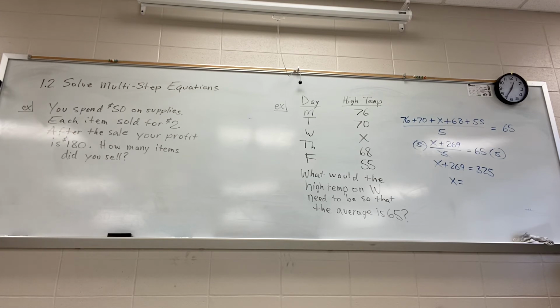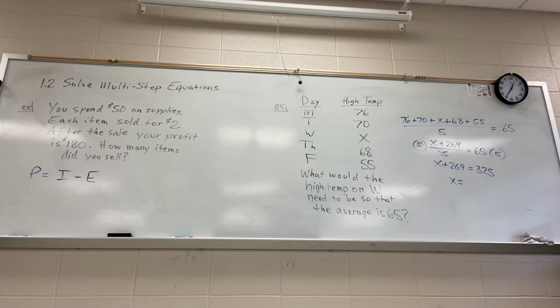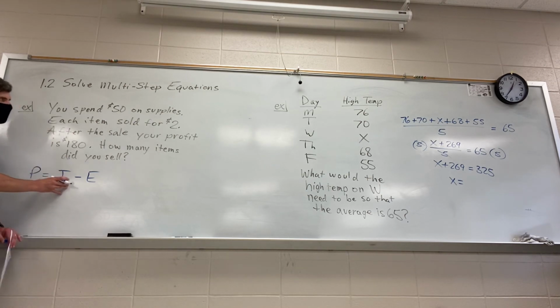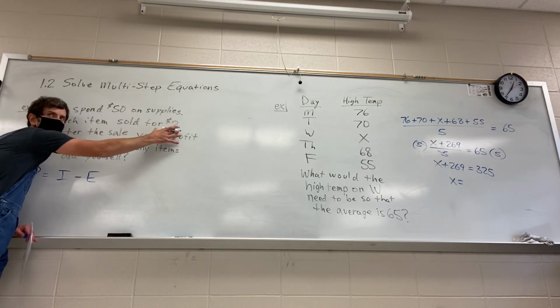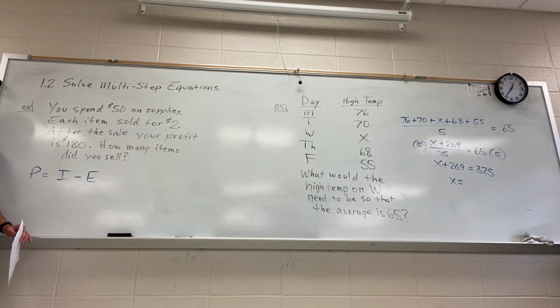Okay. So here's what I would like to do. Your profit is going to be the amount of money you have after covering your expenses. There's actually a formula for this. The formula is P equals I minus E. Profit is equal to income minus expenses. I want to know what our income was, and then I'm going to divide that by 2 to find out how many there were, because I sold them for $2. So let's deal with this first.